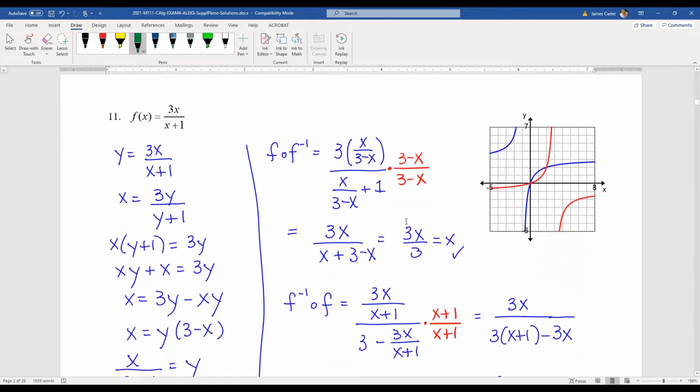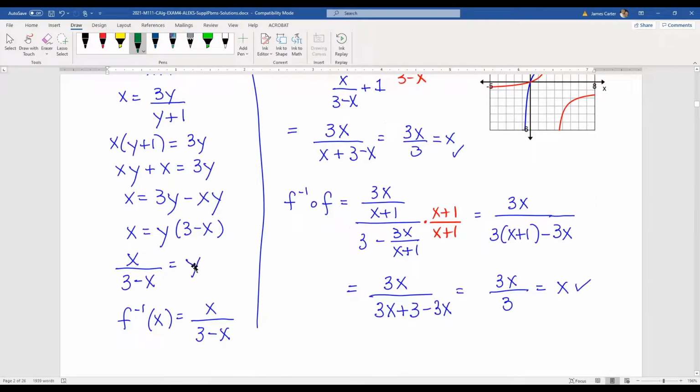Okay, here's number 11, another one where you go through the 4 steps. First, you change f of x to y. Then you interchange the x's and the y's. Then you isolate the y. And then you put the inverse notation back in again. And now we are going to have to wait on my clock.